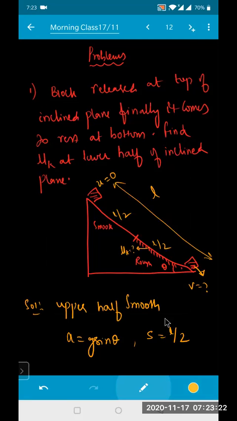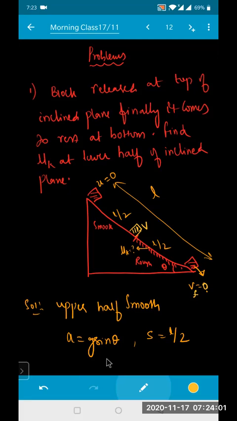By the time it reaches this surface, it has a certain velocity, and by the time it reaches the ground, its final velocity will become 0. For the smooth surface, initial velocity is 0, and at the end of the smooth surface the velocity is v. Or, at the starting point of the rough surface, the velocity is v. The final velocity at the ground is 0.